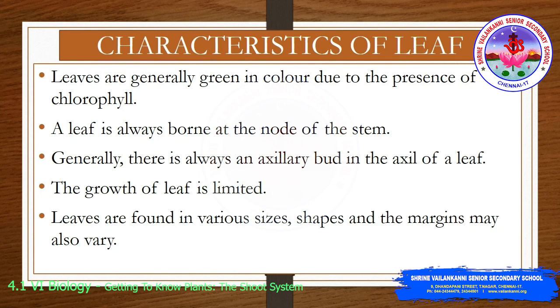Coming to the characteristics of leaf, leaves are generally green in color due to the presence of chlorophyll. A leaf is always borne at the node of the stem. Generally, there is always an axillary bud in the axil of a leaf. The growth of the leaf is limited. The leaves are found in various sizes, shapes, and the margins may also vary.